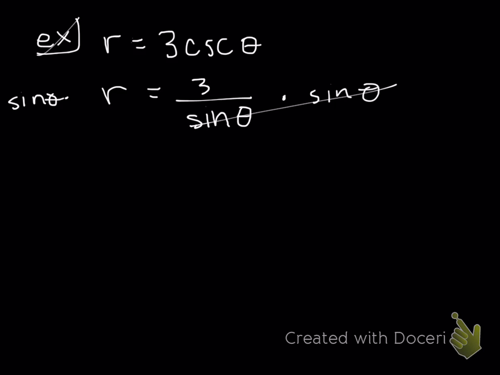So on the left side they cancel. So now I have r times sine equal to 3. And now I'm going to go back to those formulas. So I'm at r of sine equals 3.